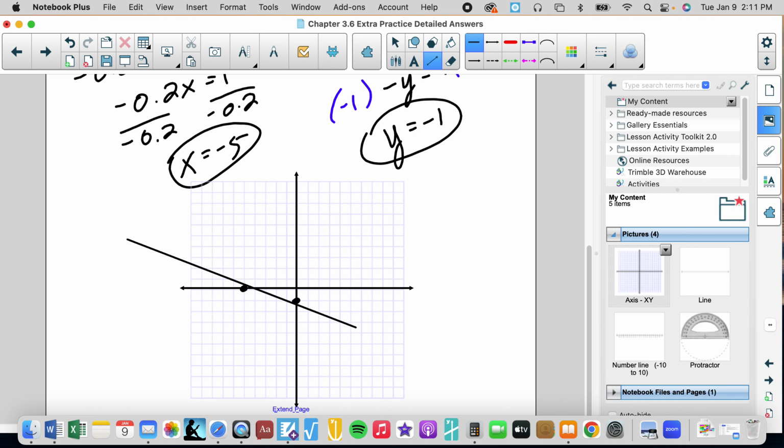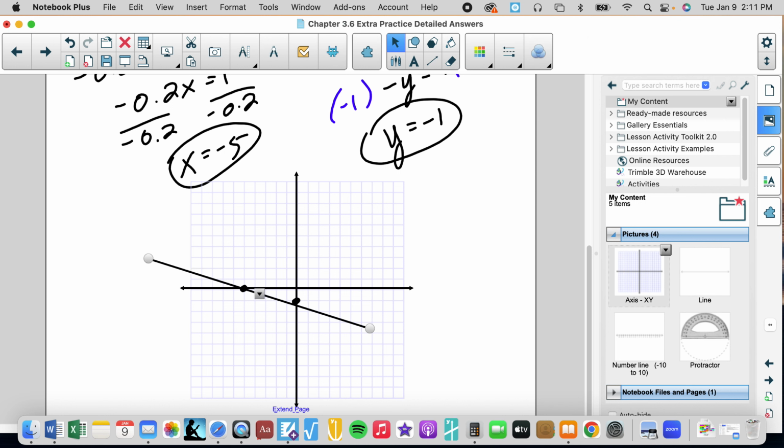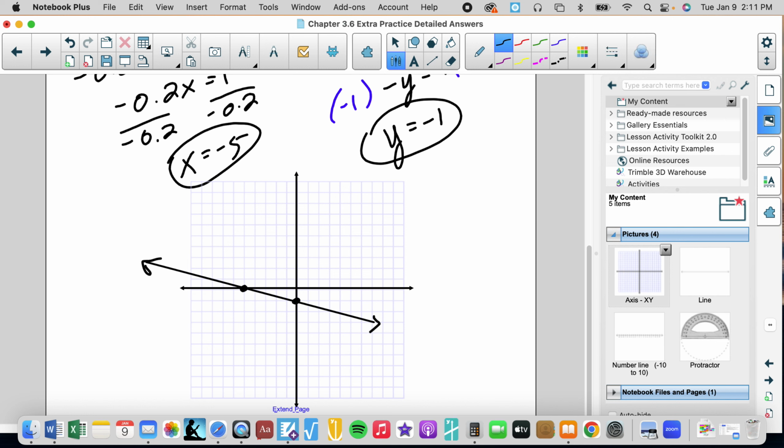Let's draw a line. That was a horrible line, but that's okay. We will fix that. Better. Let's put arrows at the end of it, and let's label. When we are given standard form, we label 2 points. When we are in slope-intercept form, we are going to label 3 points. Slope-intercept 3, standard 2.